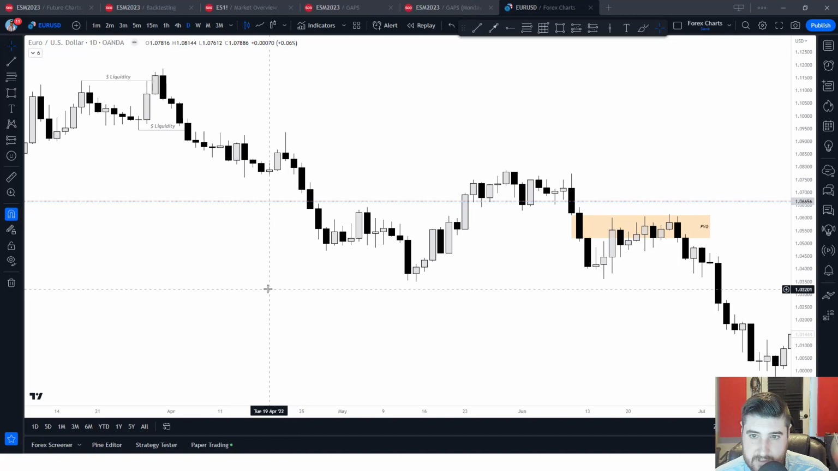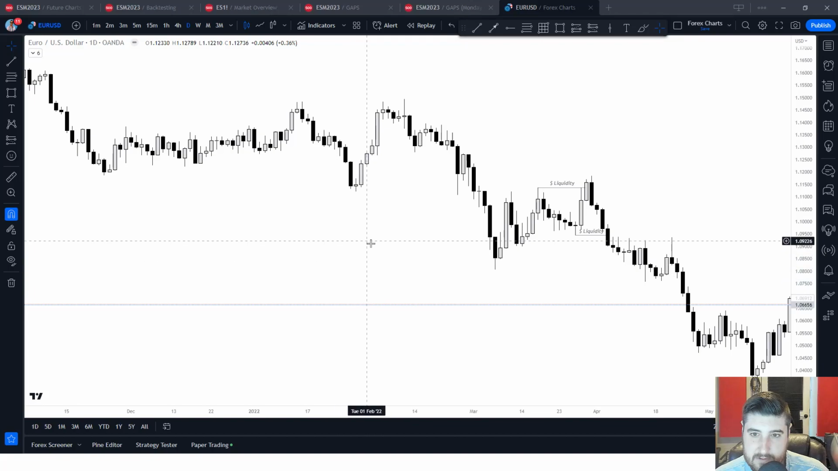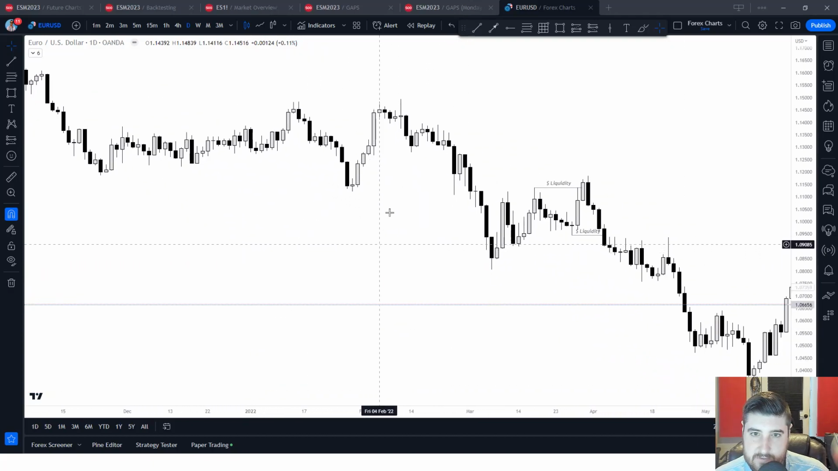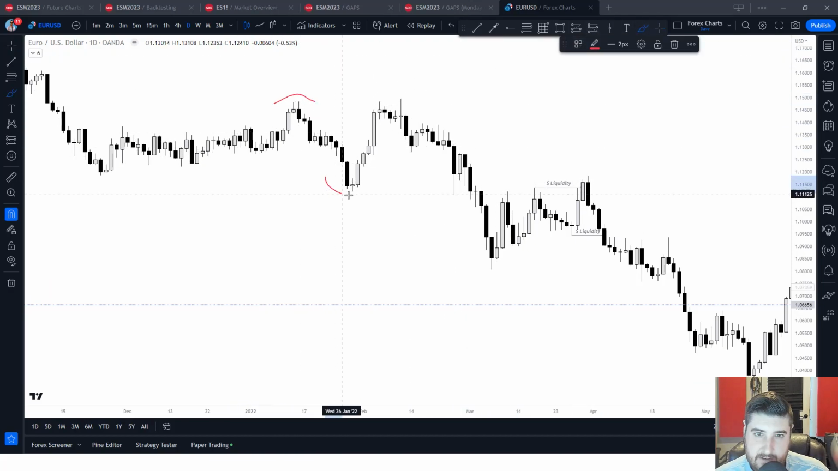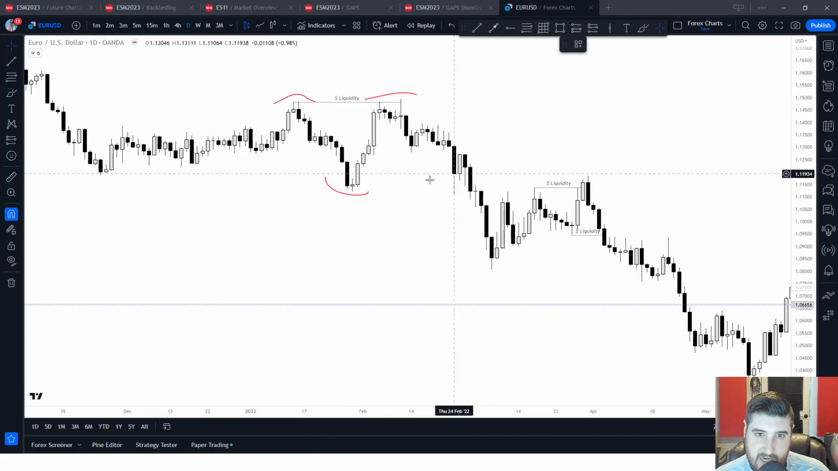So let me find a clear example for you. We could use this one. So we have a high, a low, and a higher high if you look, broke above it. So we grab the liquidity here. And we broke below this low.